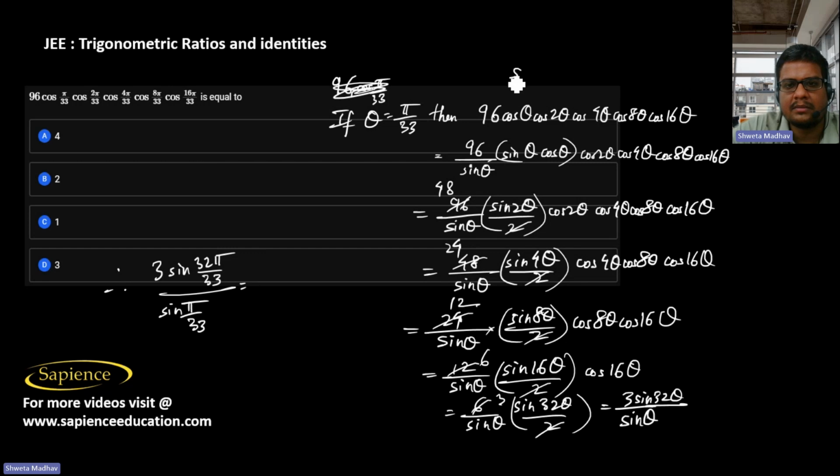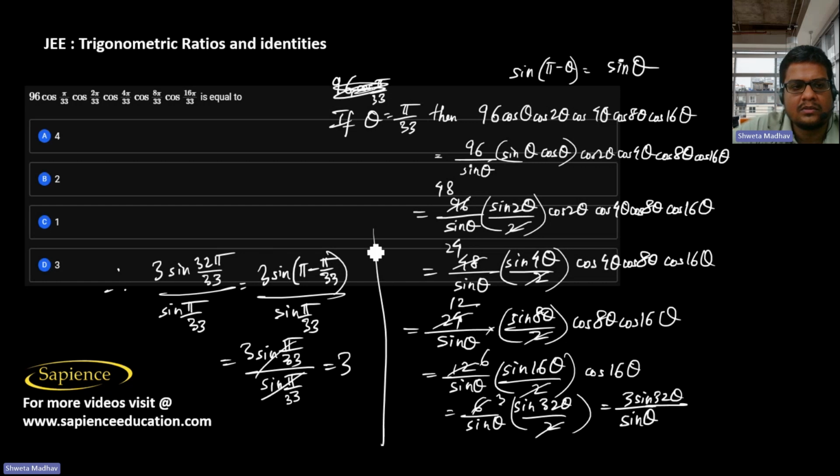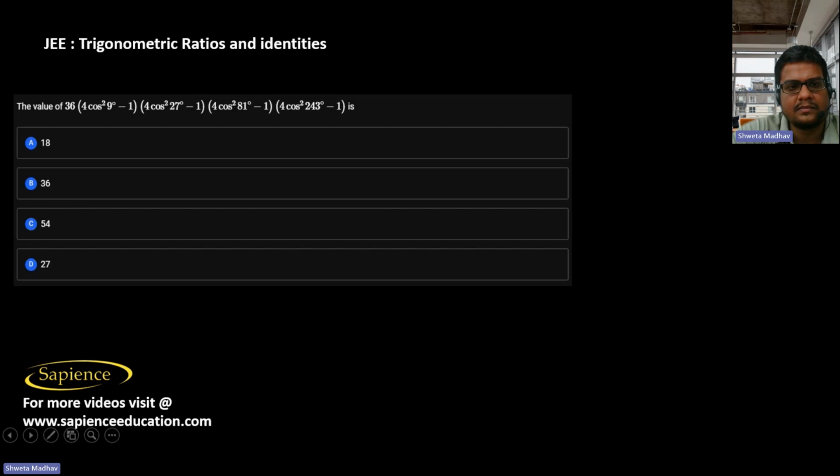As you know, sine pi minus theta is equal to sine theta. Sine pi minus theta is the same as sine theta only. So this I can write 3 into sine pi minus pi by 33 by sine pi by 33. So this is also sine pi by 33. So it is 3 sine pi by 33 by sine pi by 33. So they will cancel and the answer will come 3. So 3 is the answer. So option D is the correct answer.